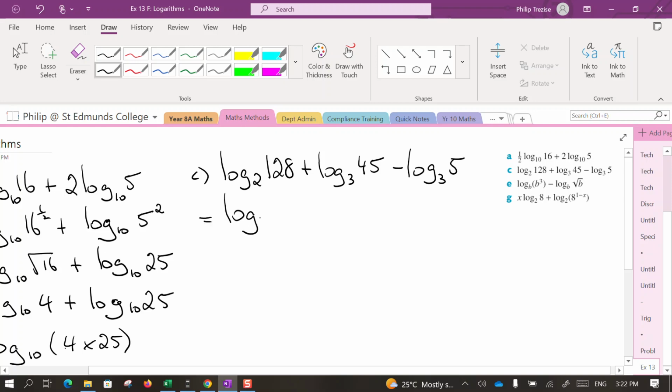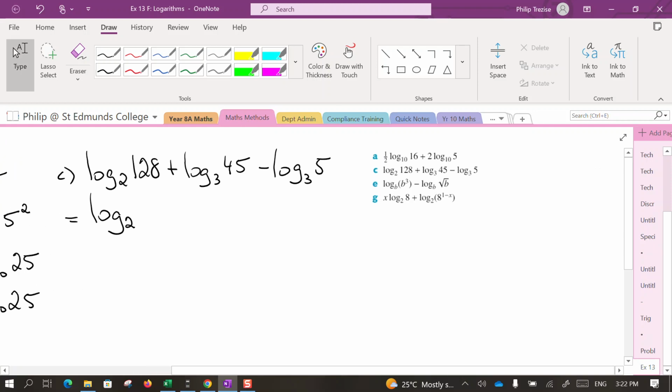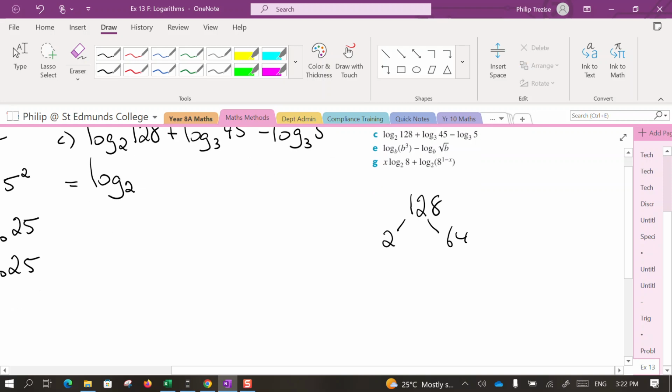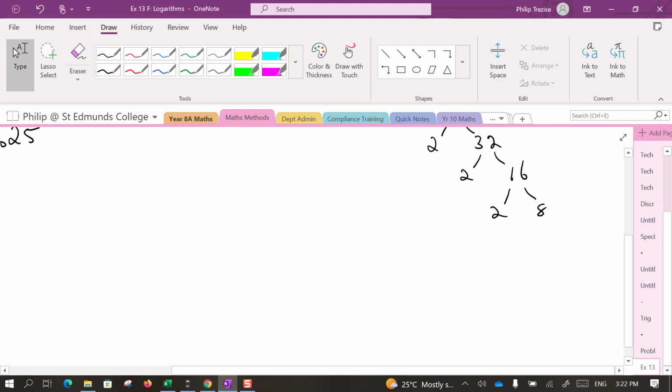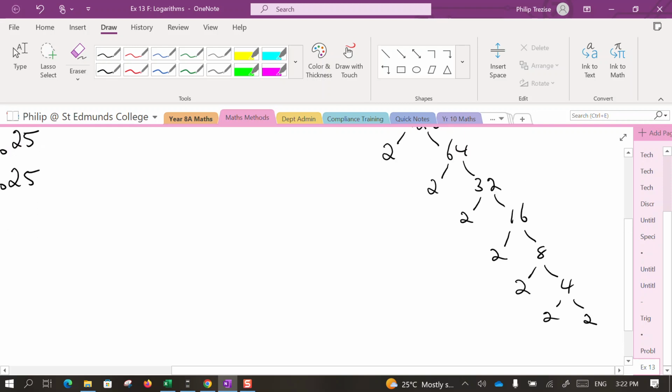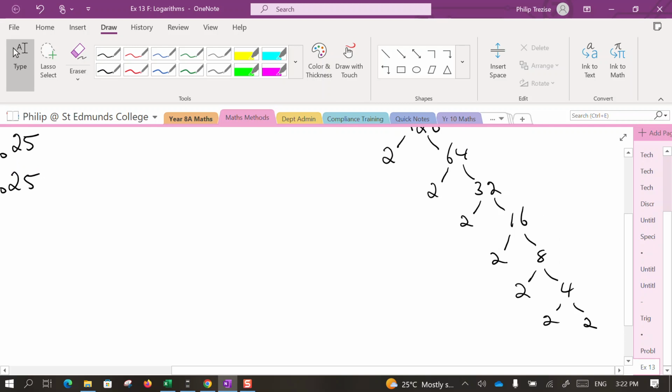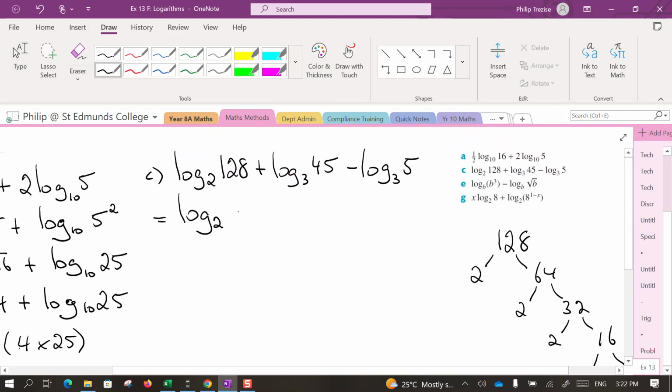So first of all, I want to change 128 into a power of 2. That one's not really obvious. Let's divide by 2 and we're left with 64. I'm doing a prime decomposition. So 2 goes into that 32 times, 2 goes into that 16 times, 2 into that 8 times, nearly there, 2 into that 4 times, and then 2 into that twice. So it seems like 1, 2, 3, 4, 7 powers of 2. So this is the same as 2 to the 7th power.